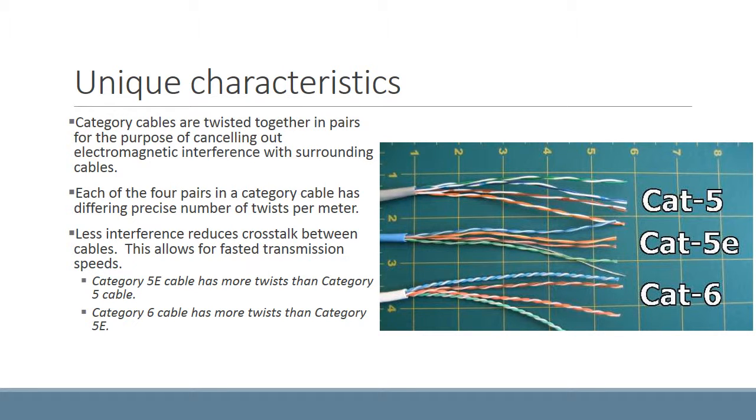The unique characteristics that separate category cables from any other cable are the twists in each pair. Category cables are twisted together in pairs for the purpose of canceling out electromagnetic interference. Each of the 4 pairs in a category cable has a different, precise number of twists per meter. Less interference reduces crosstalk between cables, which allows for faster transmission speeds. Notice in the image that Cat 6 cable has more twists than Cat 5E, and Cat 5E has more twists than Cat 5. That is one of the reasons why higher category cables have faster transmission speeds.